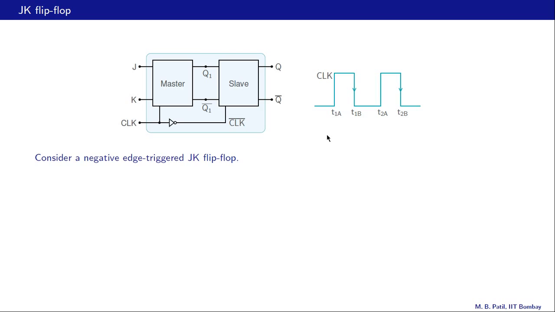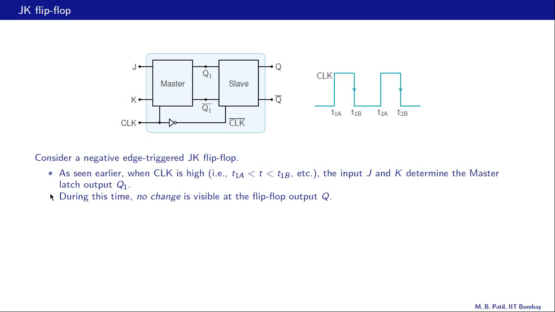We would now like to make a very important point about the operation of JK flip-flops, in particular edge triggered JK flip-flops, and we will do that by taking a negative edge triggered JK flip-flop as an example, as shown here. This is the clock. These are the active edges. The positive edge is denoted by T1A, the negative edge by T1B for the first clock pulse, and for the second clock pulse, the positive edge is T2A and the negative edge is T2B.